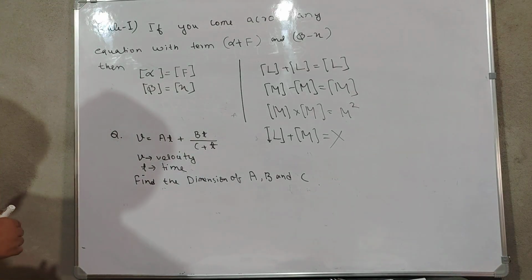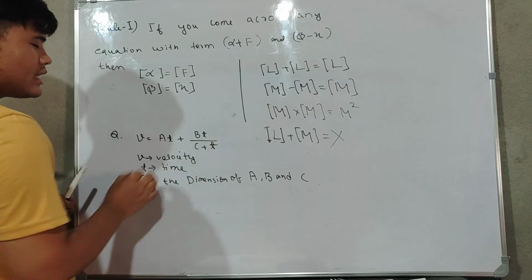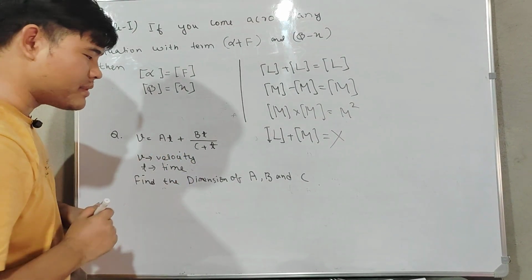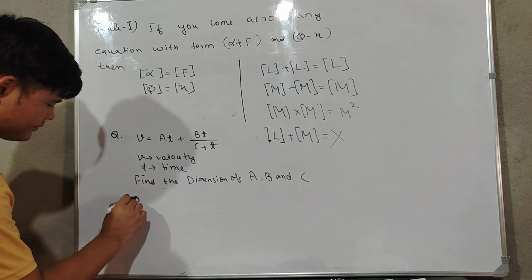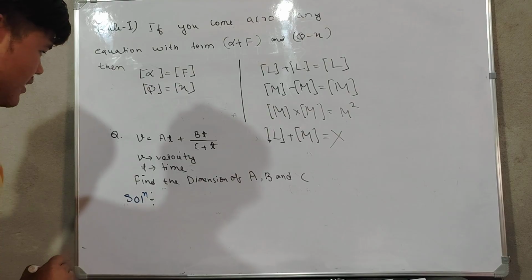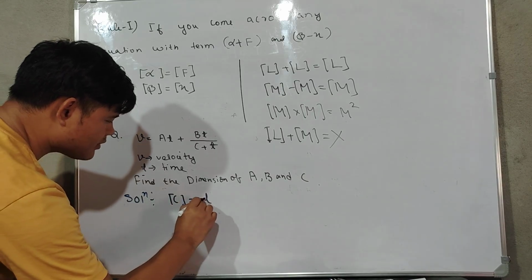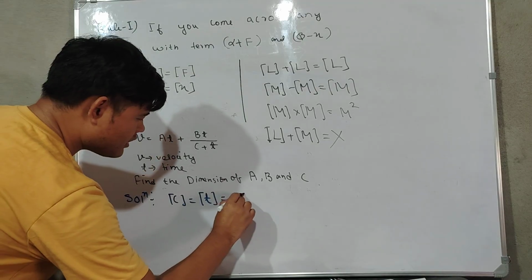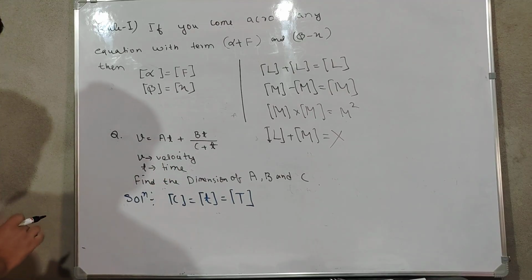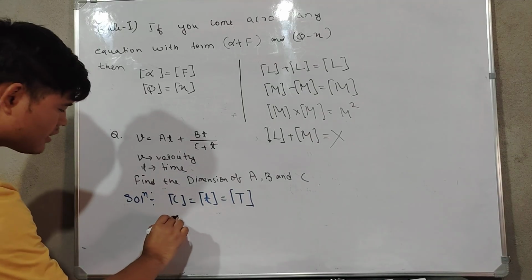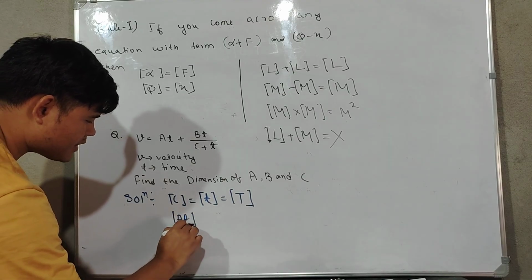So from here what we can see is that C and T are added, right? C plus T we can see here. So that means C and T will have the same dimensions. So at once we can find the dimension of C. So, solution. C will have the same dimension as T. So the dimension of C is equal to the dimension of T. That means T. This is the dimension of C. Now we will find out AT. So this AT and V will have the same dimensions. So AT will have the same dimension as V.